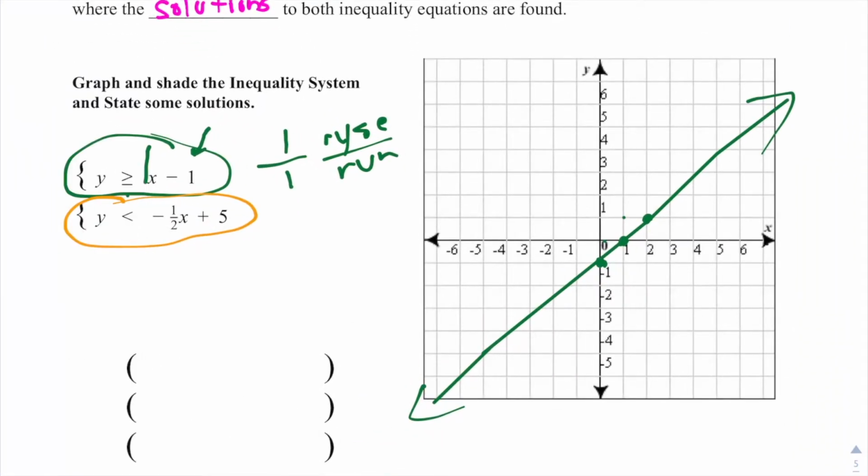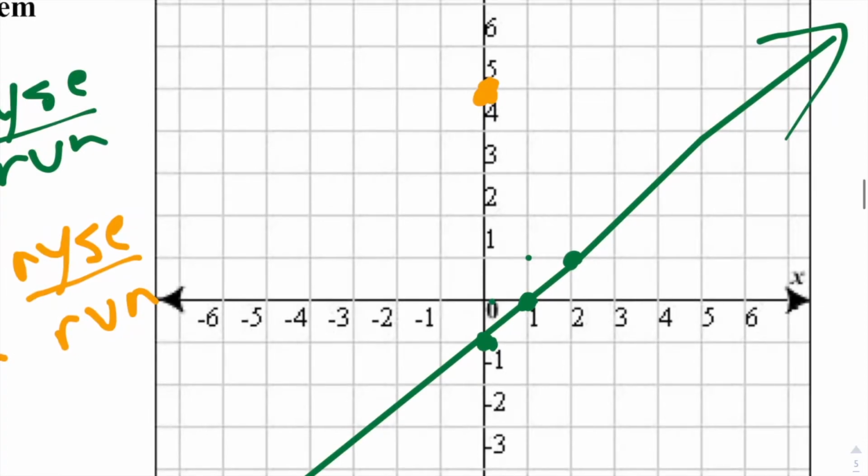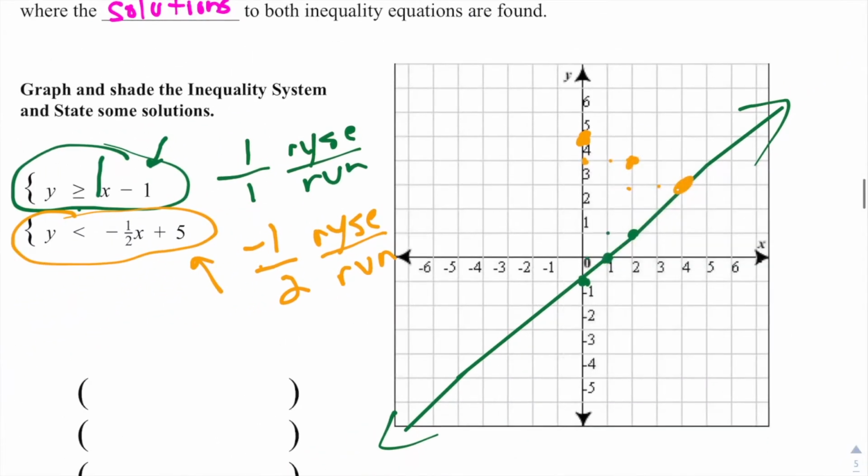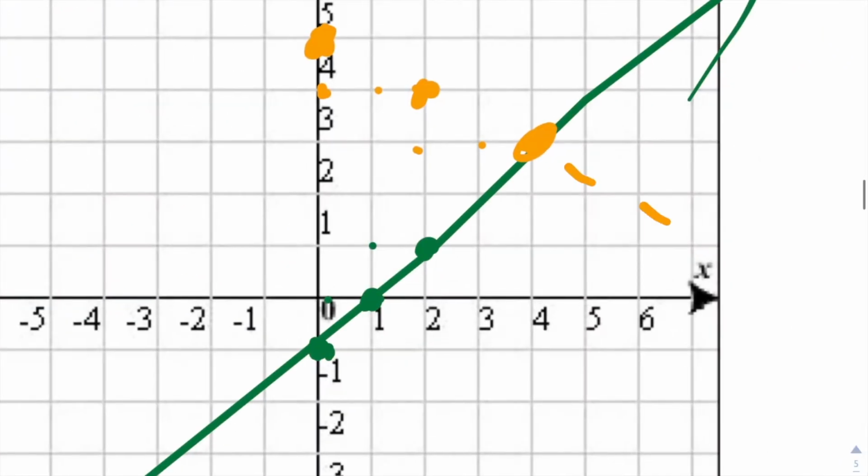So now I want to go to my other equation. So here I have a y-intercept of plus 5. So 1, 2, 3, 4, 5, it's right there on the graph. And then my rise over run is negative 1, comma 2. So I'm going to rise negative 1, which means go down 1, and then run 2, which means go right 2. So I'm going to go down 1 and then right 2, and then down 1 and then right 2. And that is a dotted line because of that symbol.